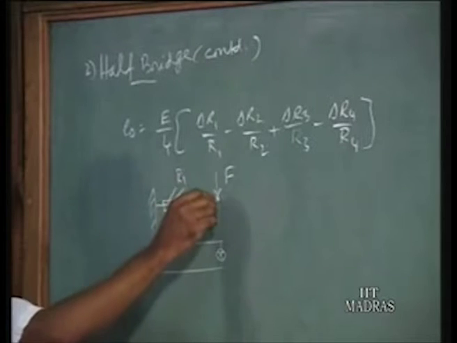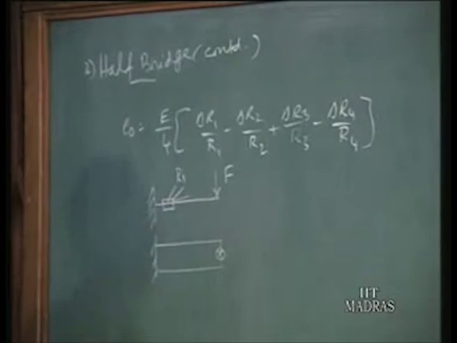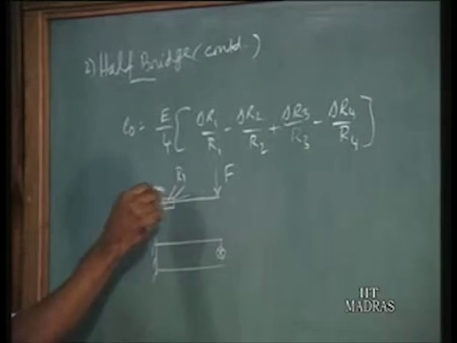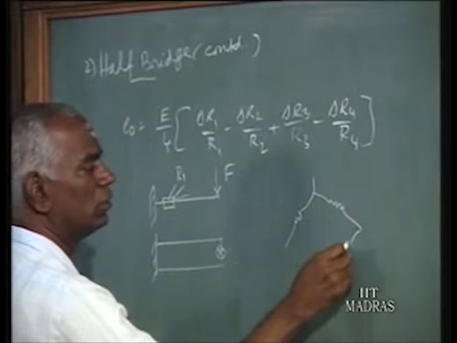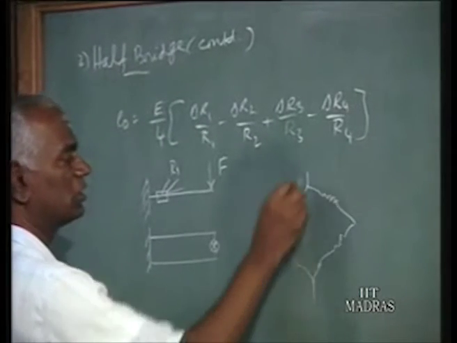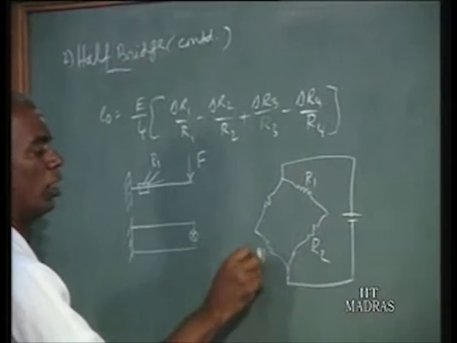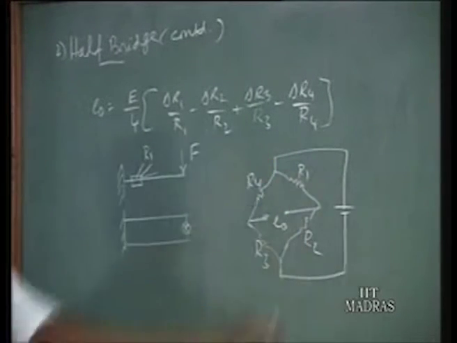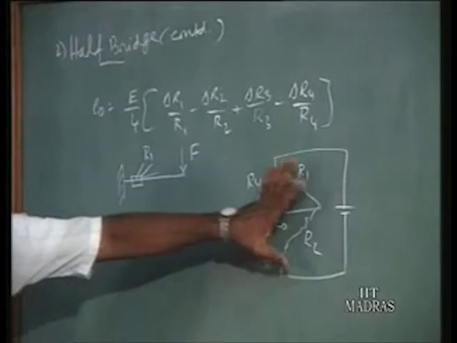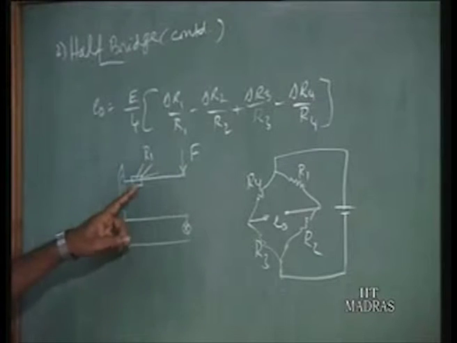For this type of downward loading, what we have at the top layer is tensile stress, so tensile strain. So R1 will be under tensile strain. Now, this is the bridge network, a pure resistance DC bridge network. This is our R1, this R2, R3, R4. We are giving the excitation voltage to one pair of opposite corners, and the other opposite pair we use for the output voltage. So R1 we have fixed. Now, which should be R2? That depends upon the type of stress.